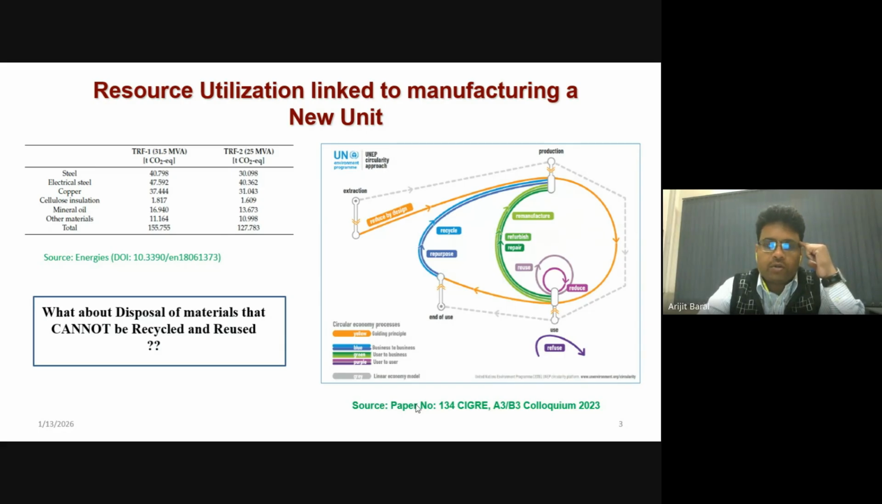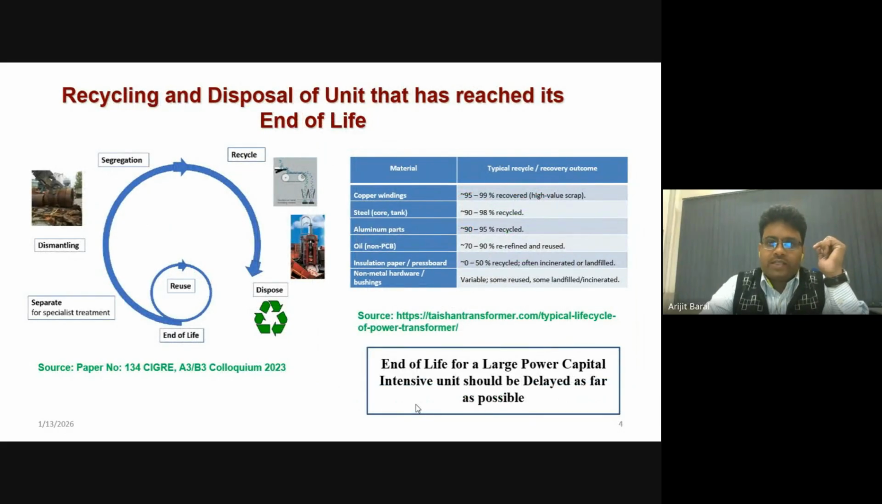For example, if you're talking about solid insulating material, kraft paper, press board, and so on, and also liquid insulation to a certain extent, they cannot be reused to the fullest extent. They must be disposed somehow, and that creates a problem, an environmental impact also. So you can see, if you look at the right hand side table, look at the last two entries.